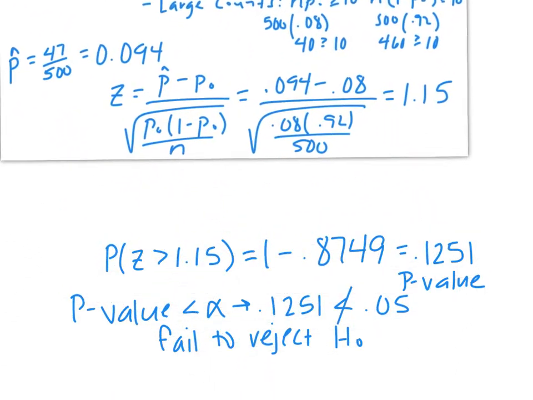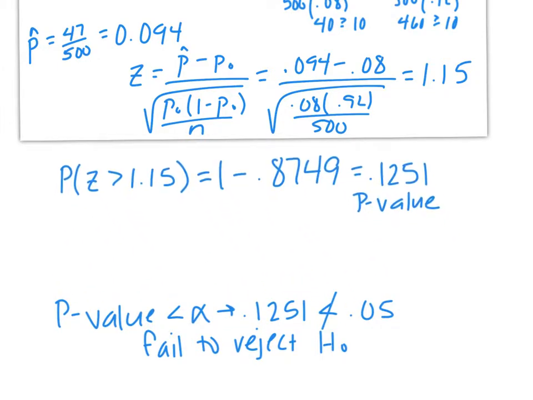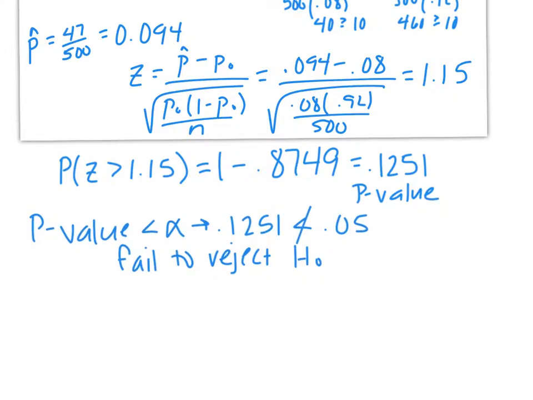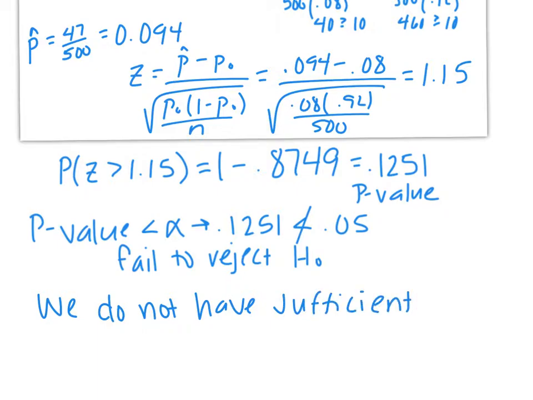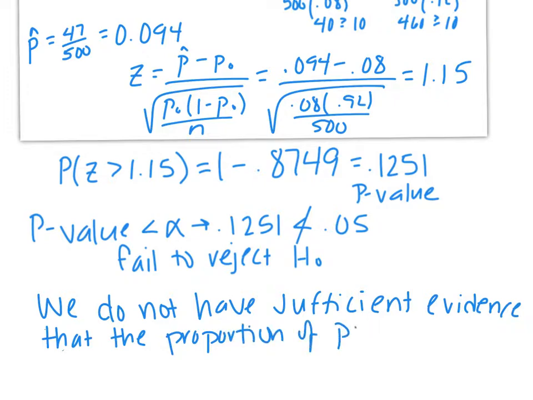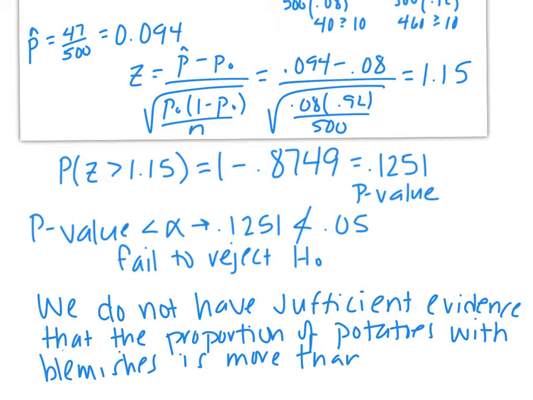So let me move this stuff up a little. Okay, so we'll say we do not have sufficient evidence that the proportion of potatoes with blemishes is more than 8%.